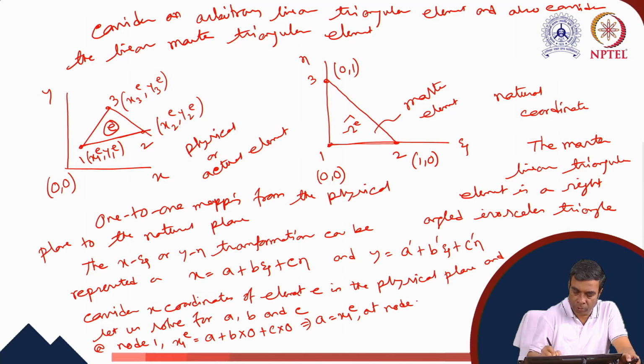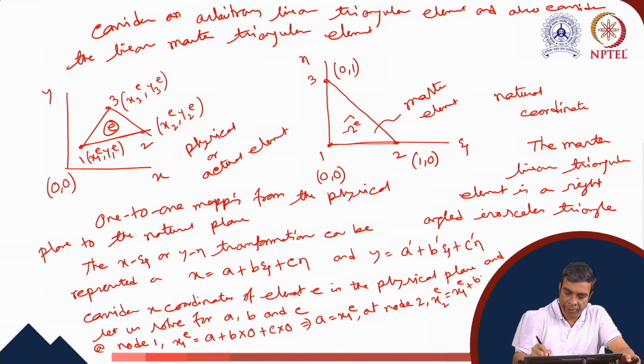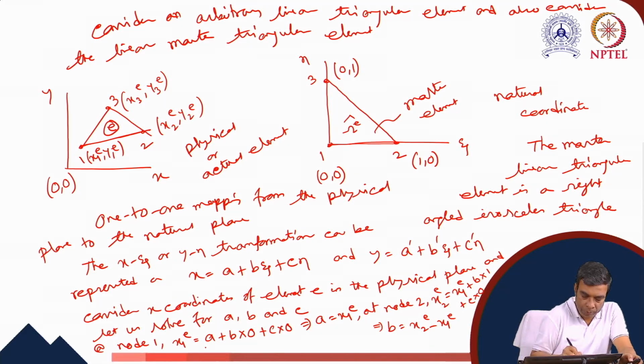At node 2, we have x2e equals A plus B xi plus C eta. So A is already calculated as x1e, plus B into xi, xi is 1, plus C eta, our eta is 0 corresponding to local node 2. So this is C into 0. So this gives us B equals x2e minus x1e.